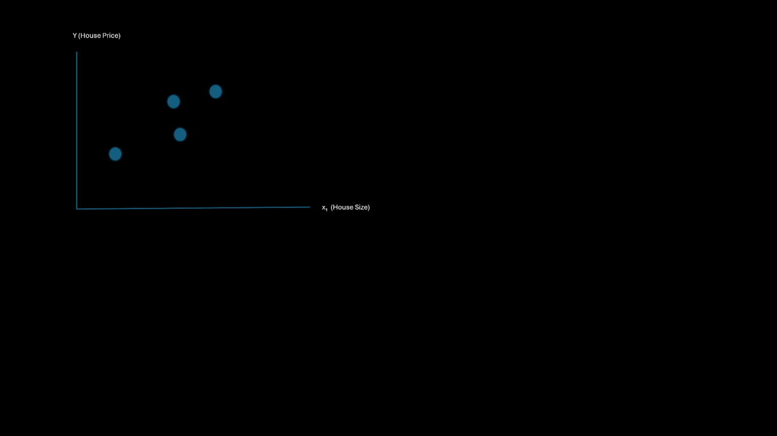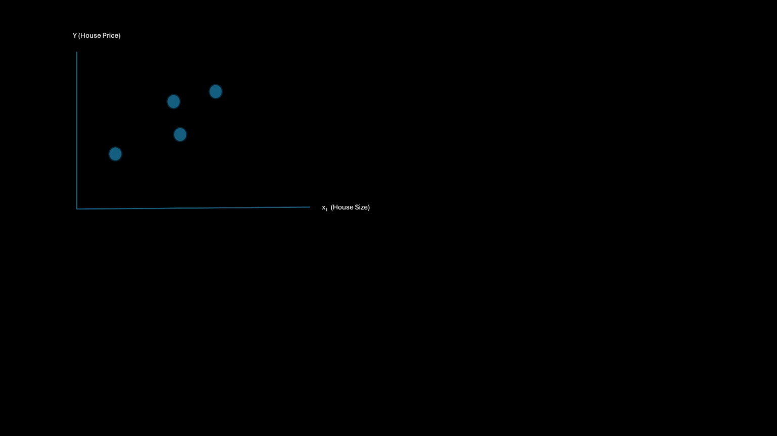So let's talk about data. That's really where everything starts. This is an example data set for a house price versus a house size. You may argue that a house price depends on more than just a house size, and I agree. But I would like to keep this simple to focus on the key concept.